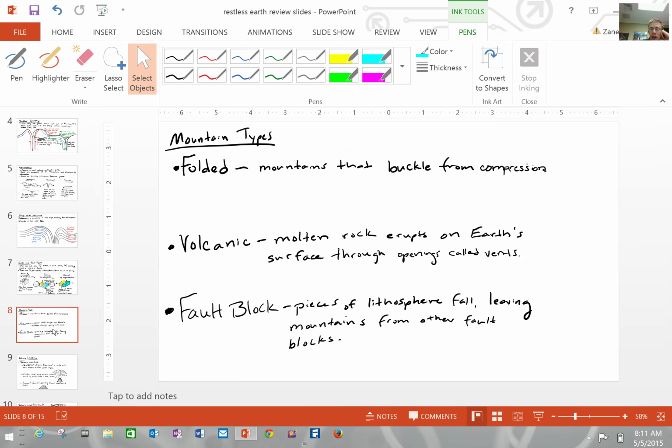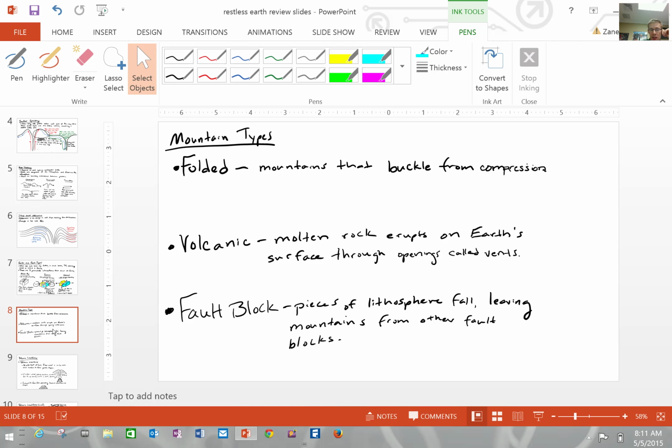Okay? Second type of mountain that we commonly form on the Earth is called a volcanic mountain. In other words, the Hawaiian Islands are a great example because those were once active volcanoes which spewed rock out of them, which hardened to form Hawaii. So that's pretty self-explanatory. Let's just keep going. Fault block mountains.